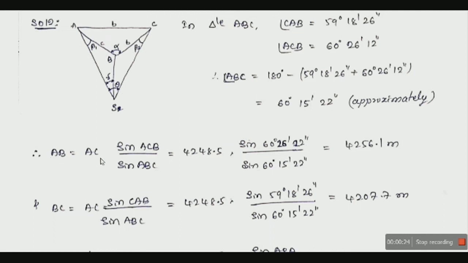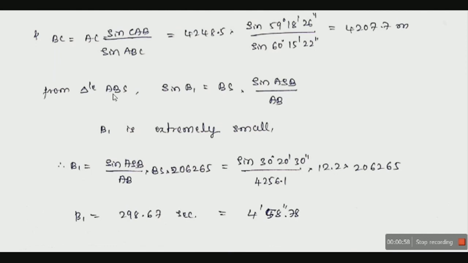So this is the sine rule. AB is equal to AC into sine ACB divided by sine ABC. Putting in the respective values, we will get this much length. Similarly, calculate BC. Put in all the values like this, then you will get the length of BC in terms of meters. If you know these two sides, now we can calculate beta 1 and beta 2 by applying the sine rule for these triangles.